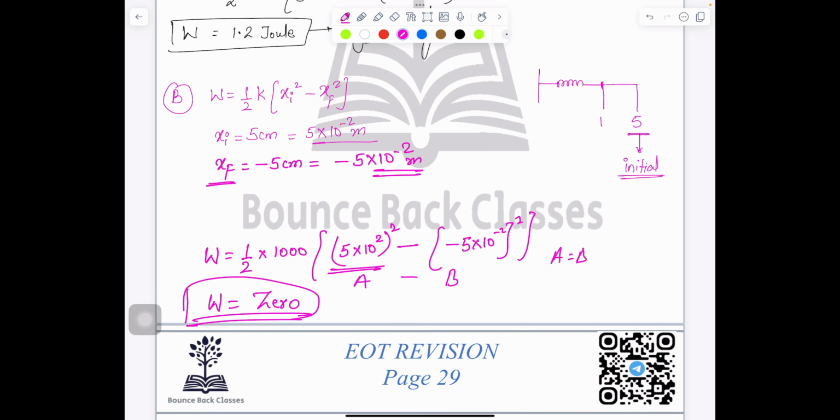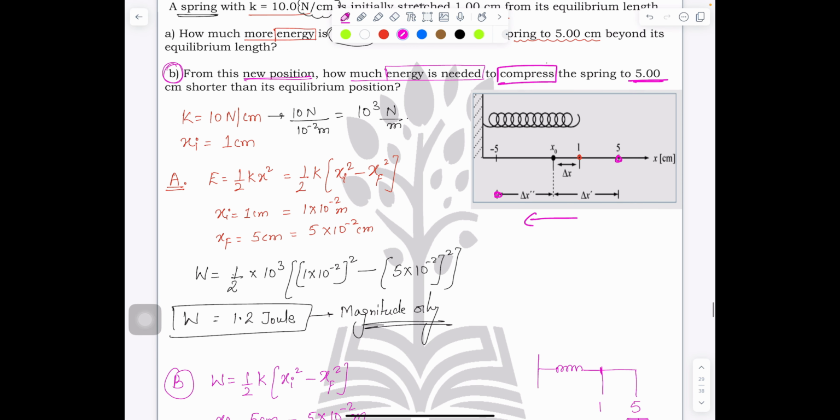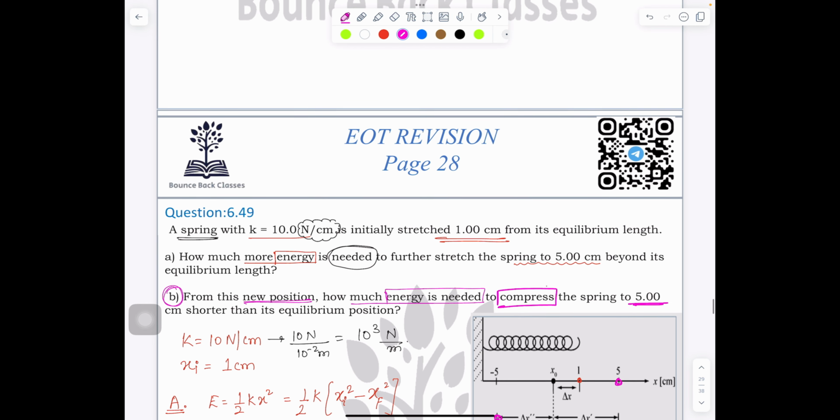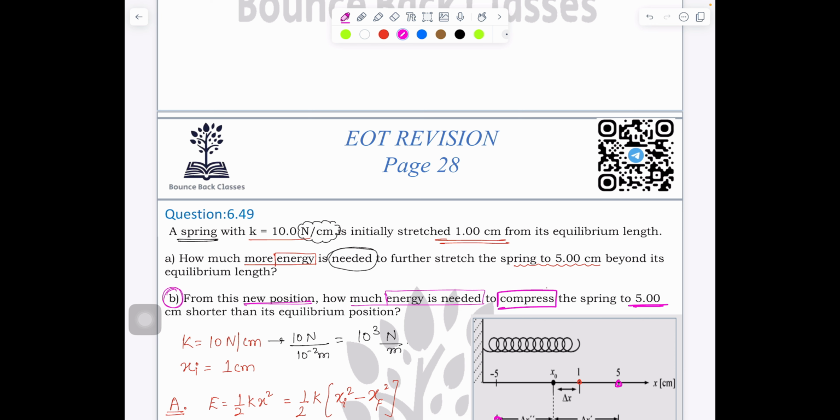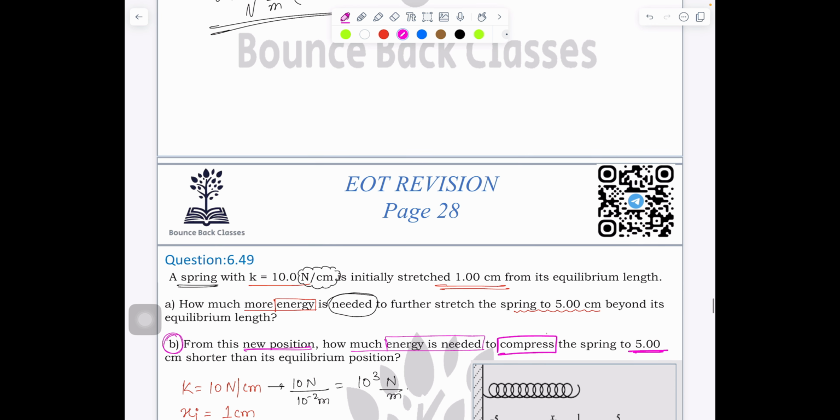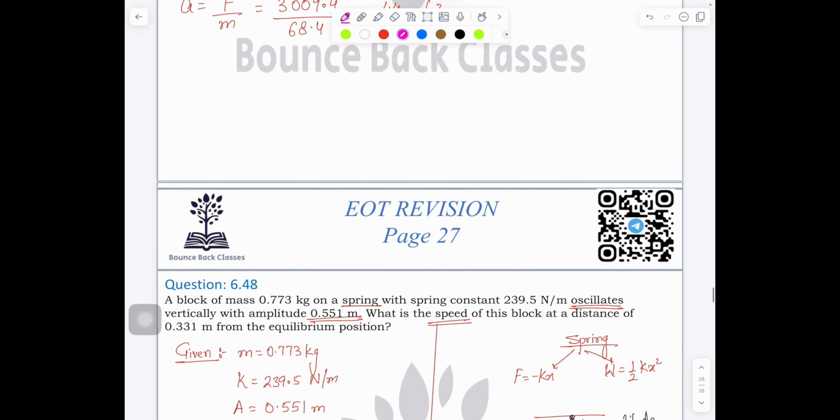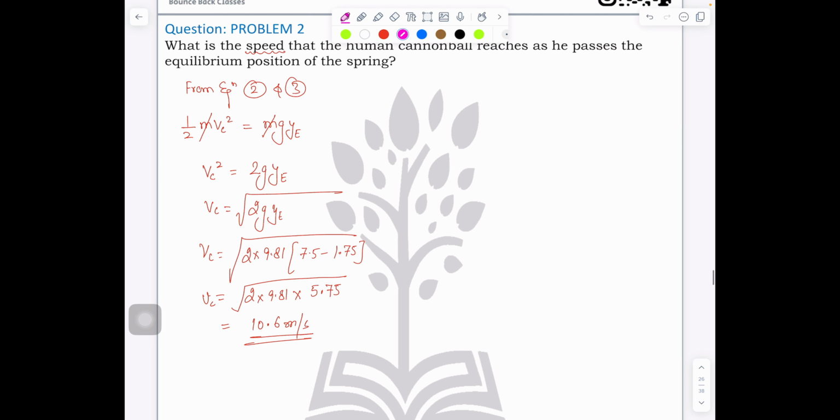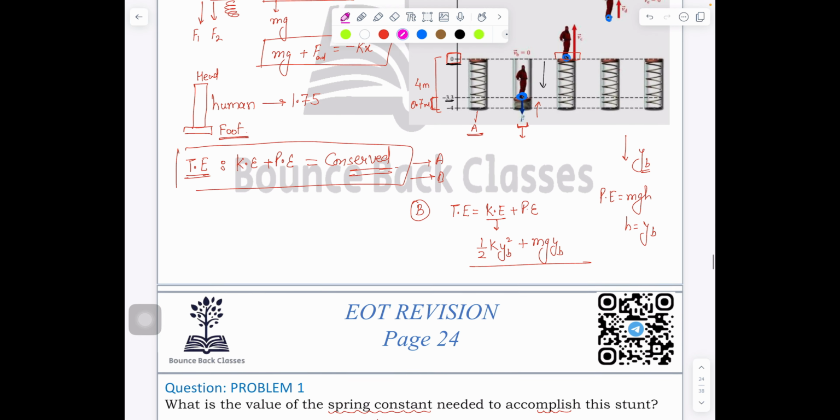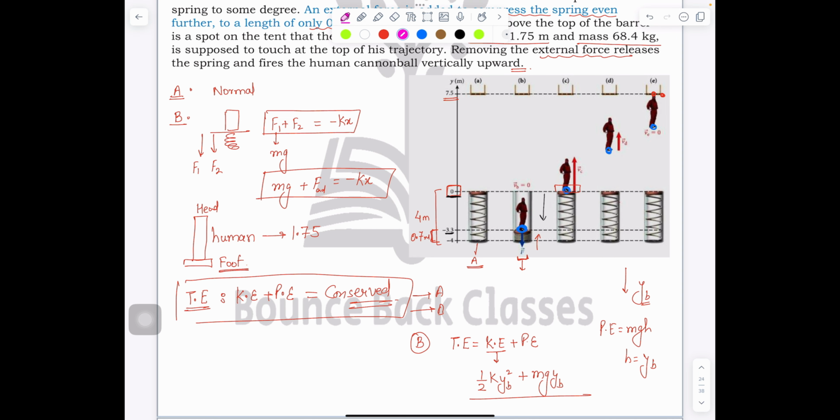Clear, guys? Do you understand? Fine. Okay, guys, so in this video, what did you understand? How to solve a question on the basis of a spring. Whenever you see a spring, there is the energy and there is the force. Force is equal to negative kx and energy is half kx squared. On the basis of this, you need to solve all the questions. Clear, guys? So if you understand the basics, you can solve the cannonball question also easily.